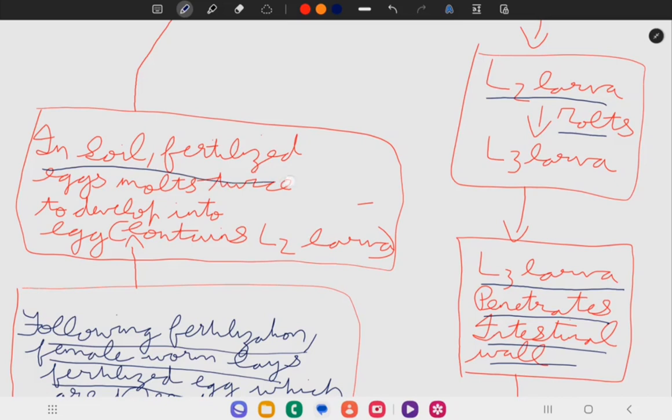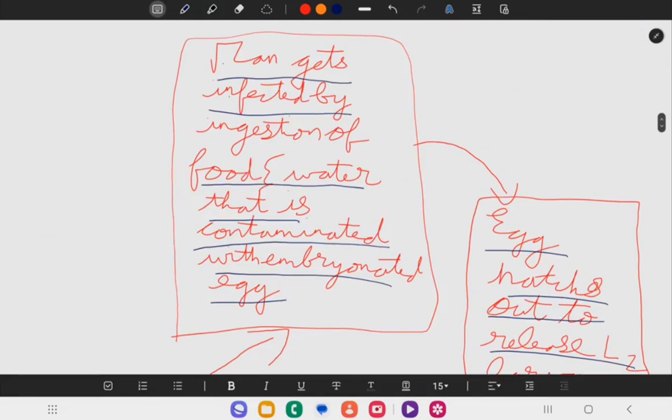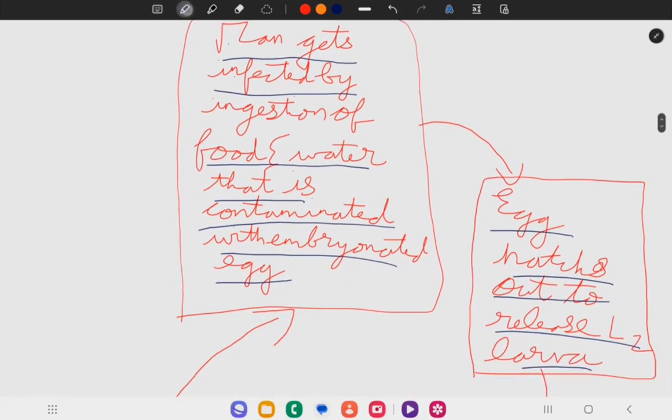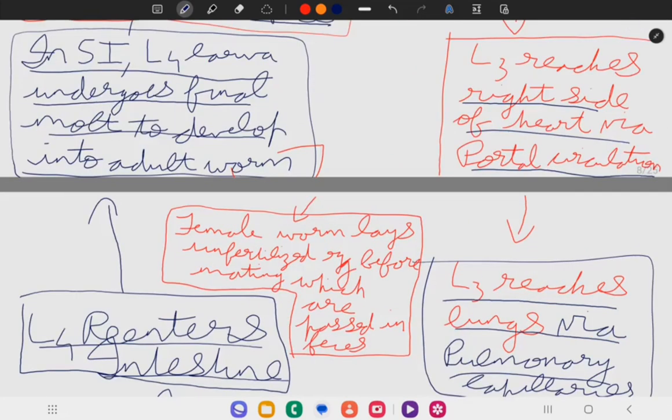In soil, the fertilized egg molts twice to develop into an embryonated egg that contains L2 larva. This embryonated egg is the infective form, and man gets infected by ingestion of food and water that is contaminated with embryonated egg. Sometimes before mating, the female worm lays unfertilized eggs which are passed in feces, and these are not infective.